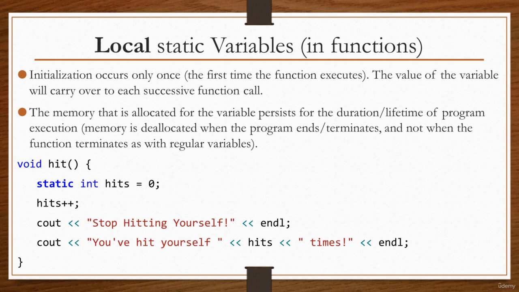In this case, I have a silly example. Each time you call this function hit, it's going to increment the hit variable, and then it's going to print out how many times you've hit yourself, basically. The memory that is allocated for the variable is going to persist for the duration, or the lifetime, of the program, and then the memory is going to be deallocated when the program ends, as opposed to when the function terminates, as with regular stack variables.